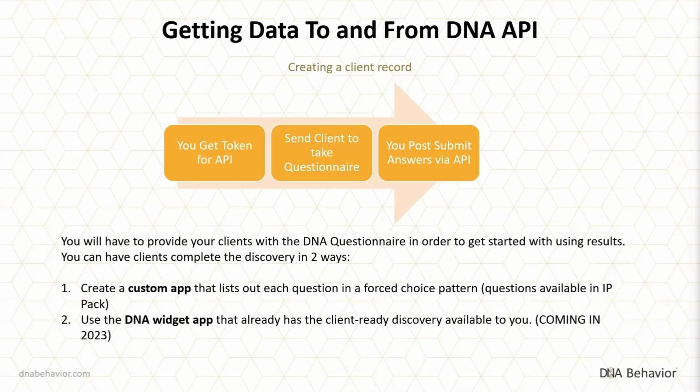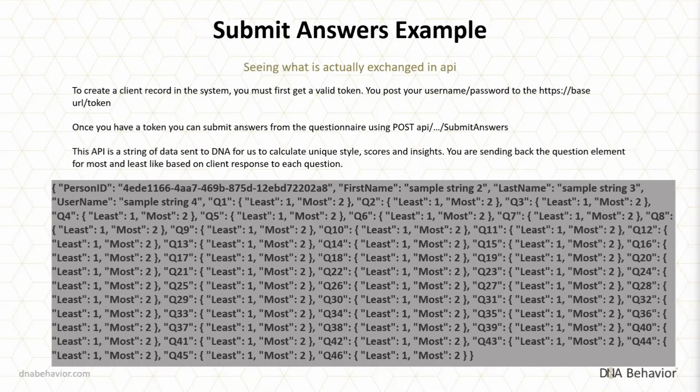In the future, we're looking to build a widget app that would allow you to use a client-ready discovery that you could embed into your application. But again, you're going to have the client take the discovery. So this is what that looks like. When you have the client take the discovery, you're going to get your token, and then you're going to post these answers to us. So we're assuming that in your app, you've already built the interface, the user experience that allows someone to choose most like me and least like me.